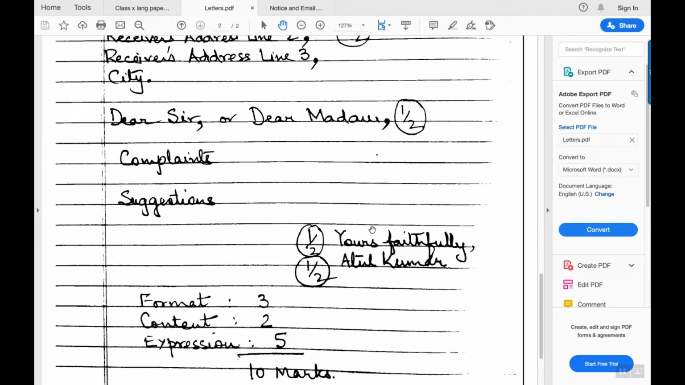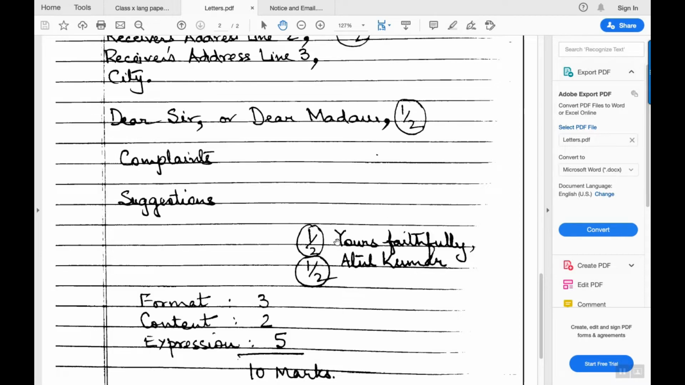That is your apostrophe S. Your apostrophe S is not yours. And you're missing the commas. Yours faithfully, comma, Atul Kumar, full name.